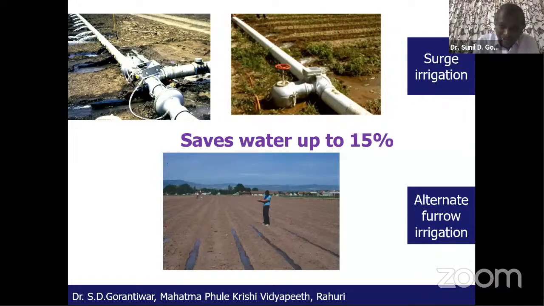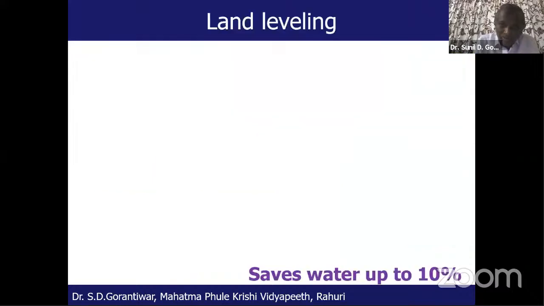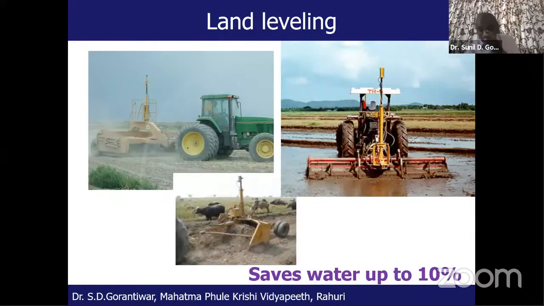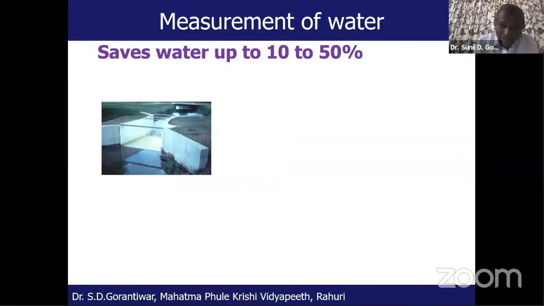But it needs a certain kind of technique. Then of course the land leveling. Many times when we adopt the surface irrigation method, we don't give proper attention to land leveling. But for surface irrigation, land leveling is very important. If we adopt this properly, say with the help of laser levelers, we can enhance the irrigation efficiency by 10%.